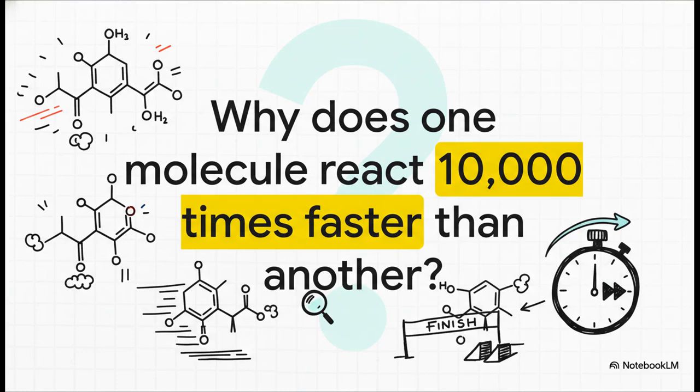All right, let's just jump right in. Get this, you've got two molecules that are practically twins, almost identical, but when you put them in a reaction, one of them zooms off like a sprinter, and the other is 1,000 times slower. How is that even possible? How can one tiny little change have such a massive effect on speed? Well, that's the exact mystery we're going to solve today.